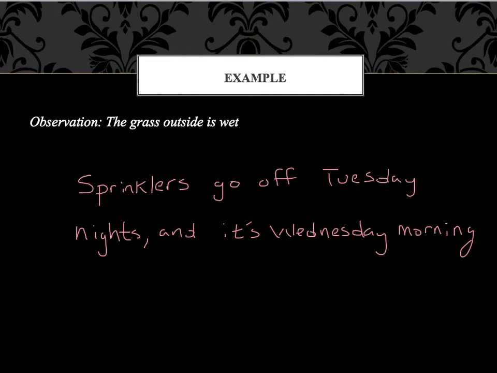Your guys' inference could have been something different, and that's okay. You could have said maybe there's dew outside because it was cold last night, or you could have said it rained last night. Any of those would be logical inferences. Different observations, different experiences are going to cause us to draw different conclusions. But if we think about this, though, the grass outside is wet. If we just draw an inference based upon that information, we're not doing a very good job.